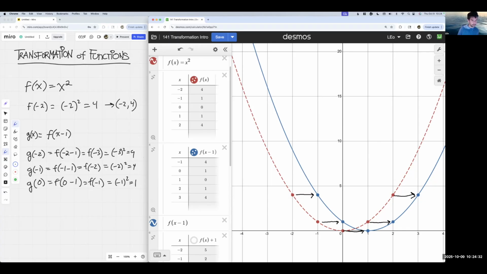Remember how to clear all my drawings. I don't want those there anymore. Right? It's very similar to our original function. It's just moved over very slightly to the right.